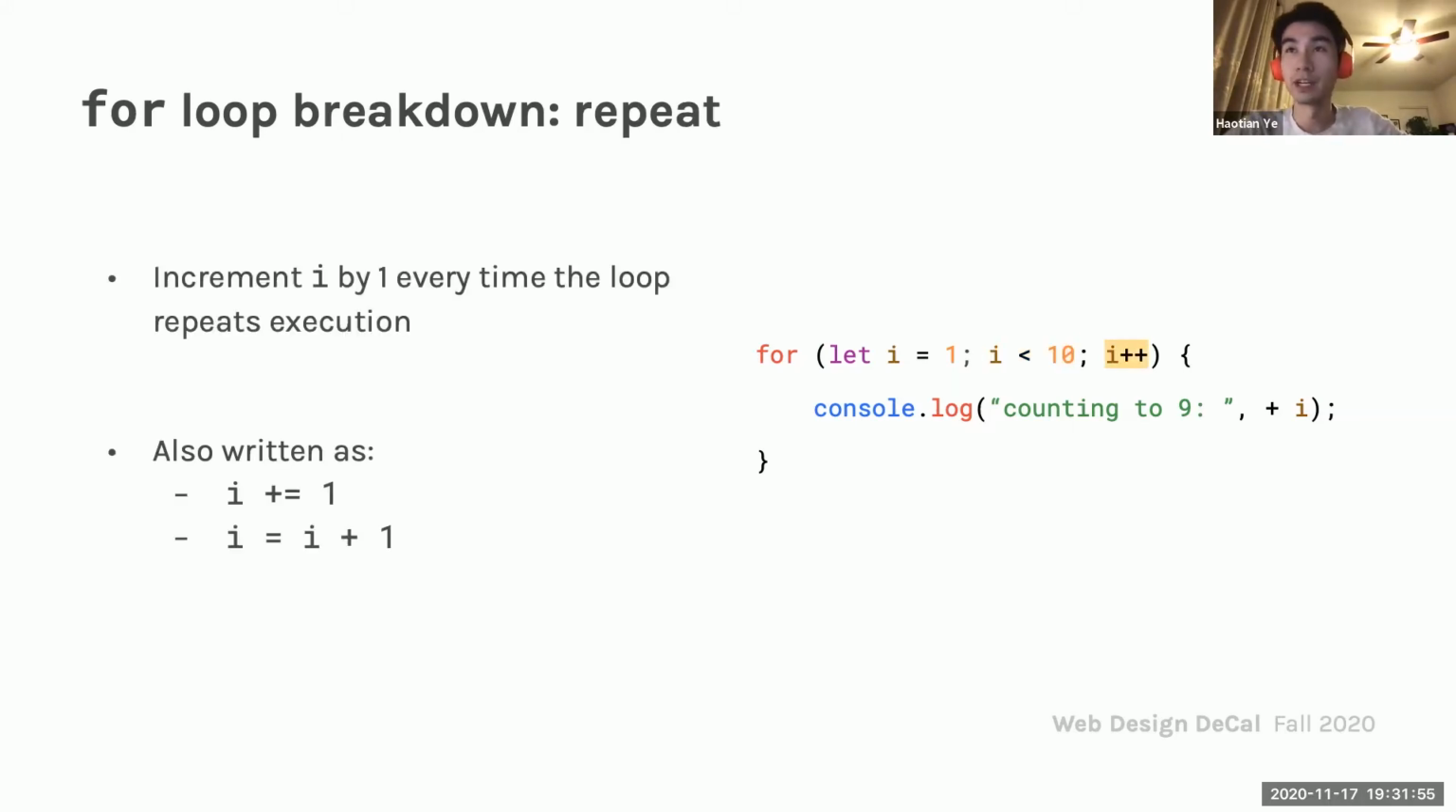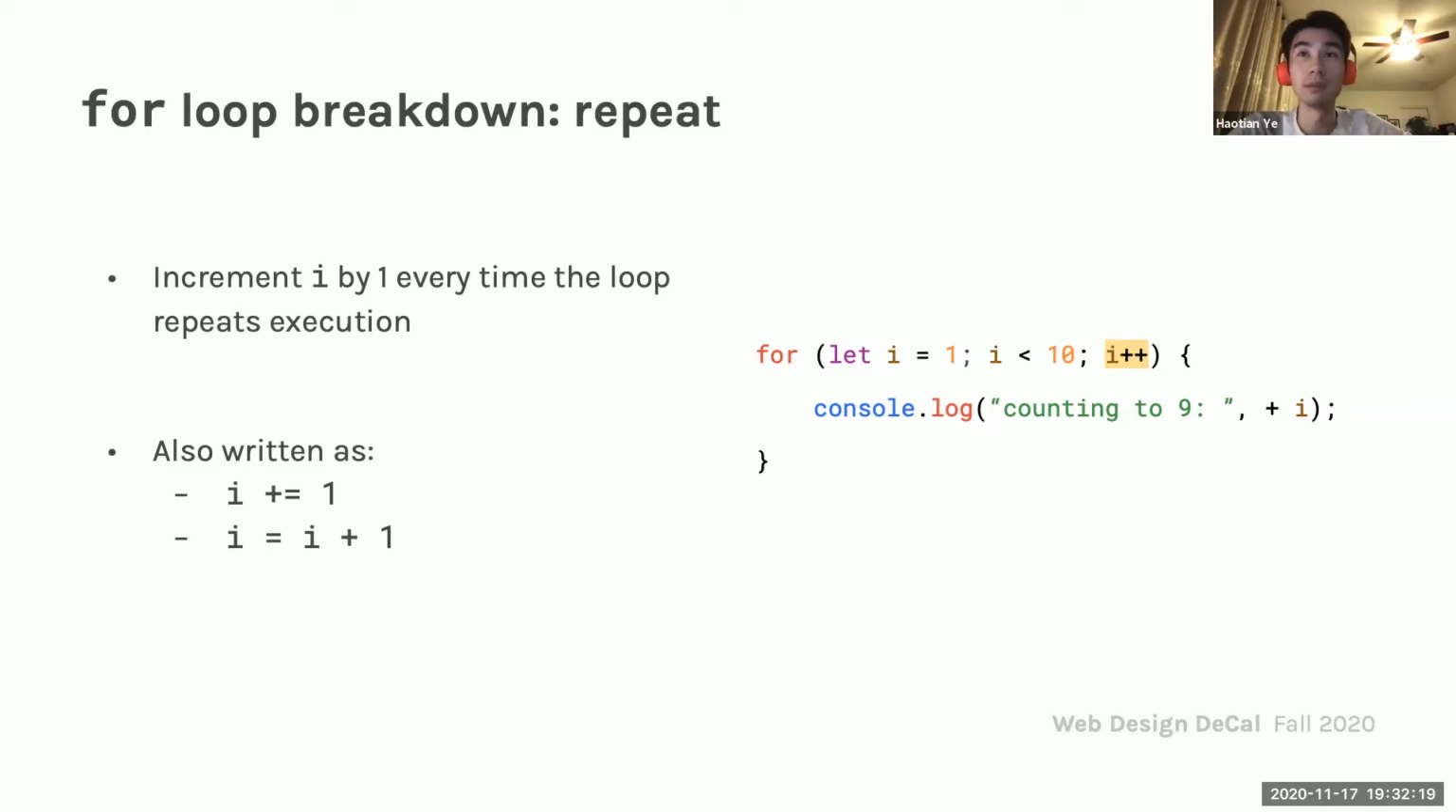Again, we separate that by a semicolon and we move on to the next section of a for loop called the repeat section. This is how we know how our variable i, or whatever you named it, changes. In our case, we say i plus plus, which is the same thing as i plus equals 1, or i equals i plus 1. It's just adding 1 after running the for loop once.